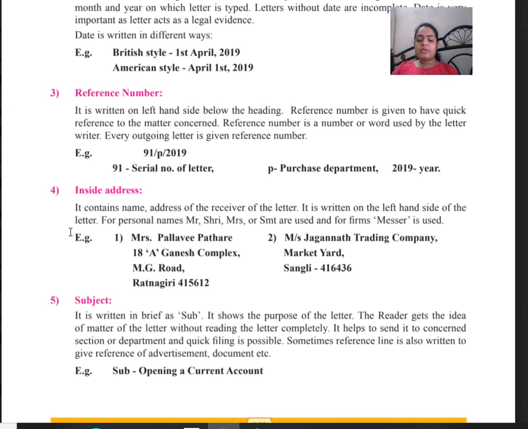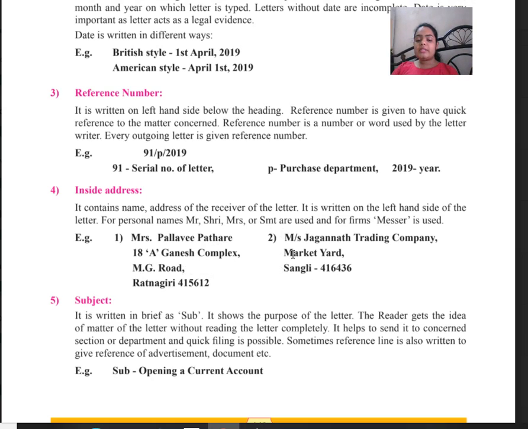Then next we have the inside address. It contains the name and address of the receiver of the letter. It is written on the left hand side of the letter. For personal names, Mr. Shah, Shri, Mrs. or Srimati are used, and for firms Messrs. is used. So see how it is presented. Mrs. Pallavi Patare, 18A Ganesh Complex, MG Road, Ratnagiri.